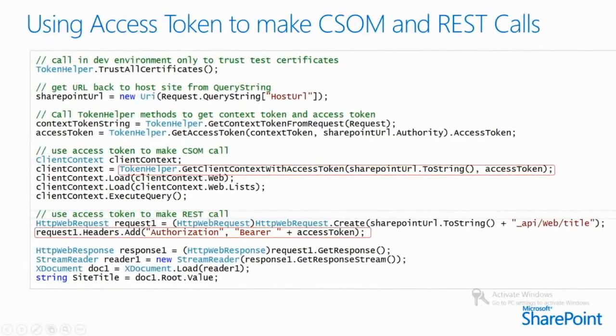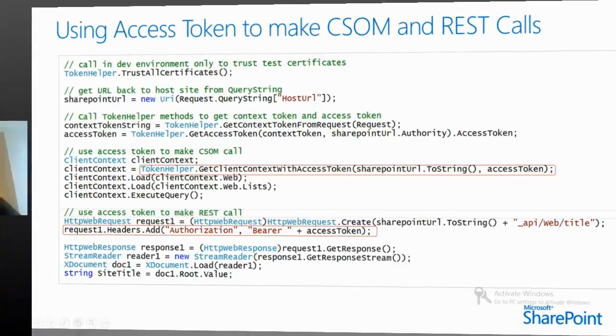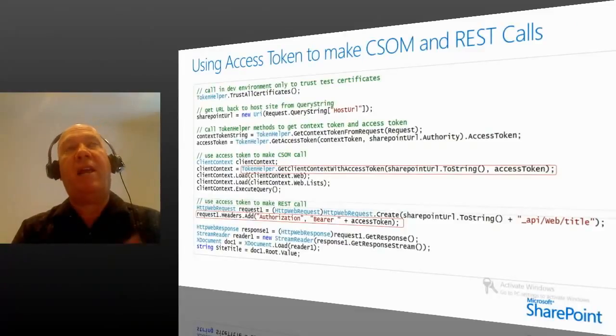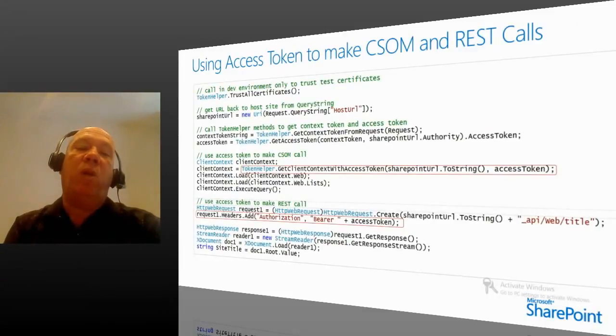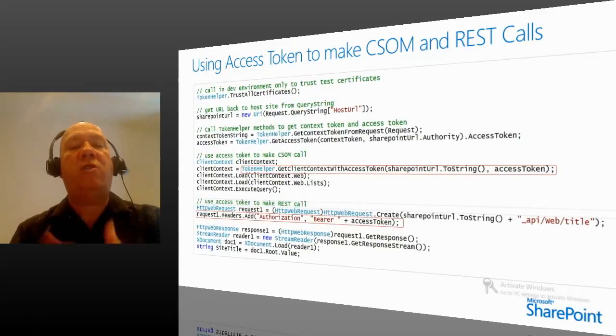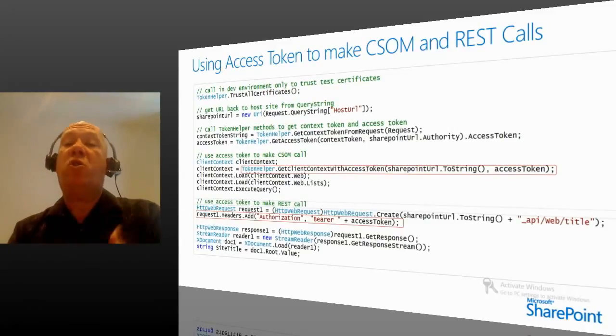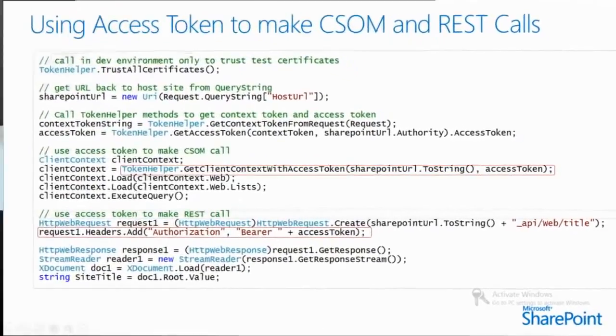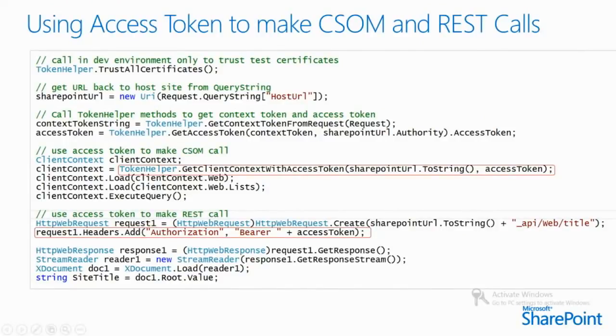I'm creating a variable, my client context variable, and then I'm calling TokenHelper.GetClientContextWithAccessToken. I provide my SharePoint URL, which is my host URL, and the access token. What happens is that the token helper now builds up an HTTP request mechanism that will automatically put the access token onto the request, so that when I make a typical CSOM call, that access token is included and I will be granted the access that I need. And you actually can see that down here. I go load web, list, execute query, and all of that functionality gets pushed up.